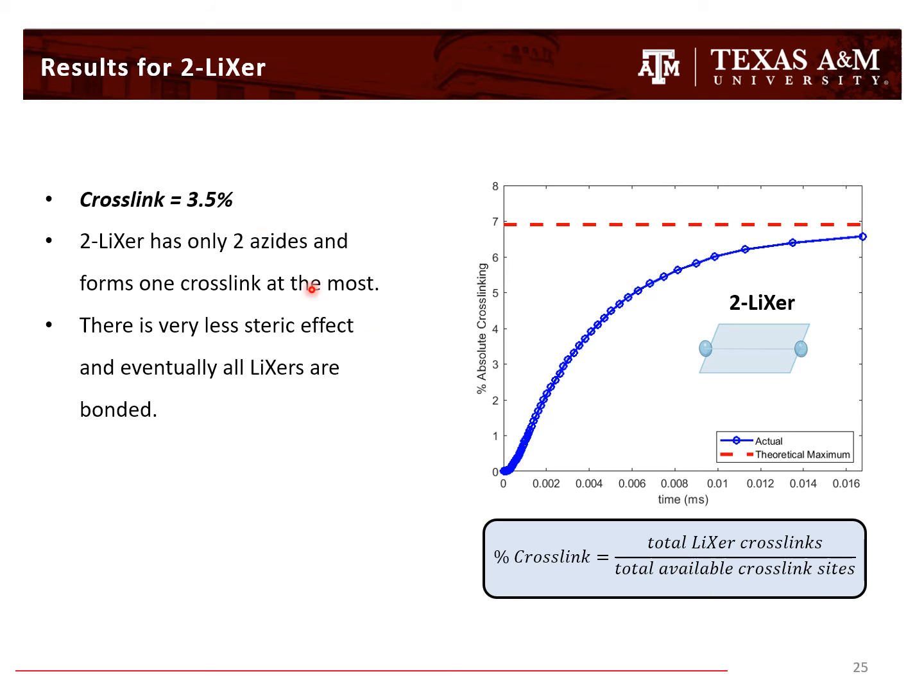Here are the results for 2 linker. That means you have 2 azide moieties for the cross-linking. So initially your cross-linking is 0, that means no ligands are cross-linked. And as you proceed with time, eventually you saturate to a value where all the cross-linkers have been consumed, and they have cross-linked the maximum ligands that are possible. The y-axis here, which talks about the percentage cross-links, is nothing but the total cross-links that are formed divided by whatever the total crosslinks you can form hypothetically are.